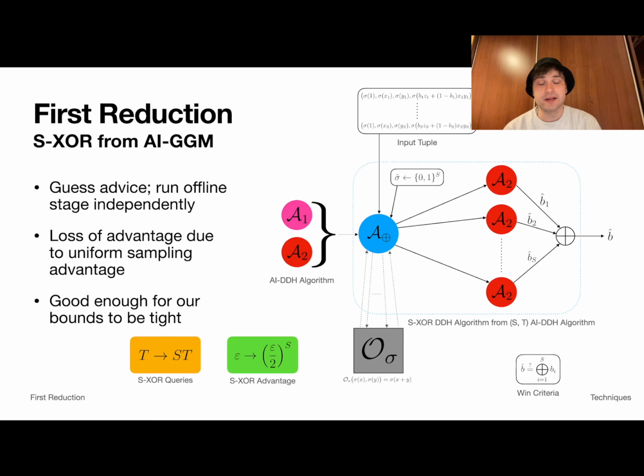I'm leaving out some of the technical details, but intuitively, all the algorithm is doing is guessing an advice string and then computing independently as if it were the actual advice string output by the preprocessing algorithm. In this way, we're able to transform any auxiliary input or preprocessing DDH algorithm into an S XOR algorithm, where S is the length of the advice string.